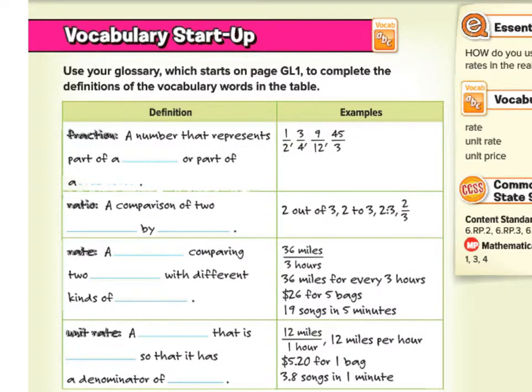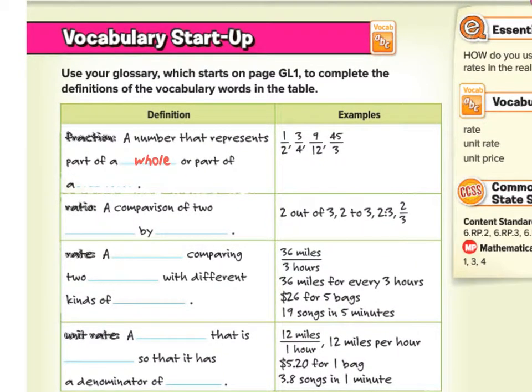Let's get familiar with some more vocabulary. Use your glossary, which starts on page GL1, to complete the definitions of the vocabulary words in the table. Now let's just do this together in the video. Again, take note of what you feel would be important to know or will help you. There's a definition. What is a fraction? Well, a number that represents part of a whole, right? Part of a whole.